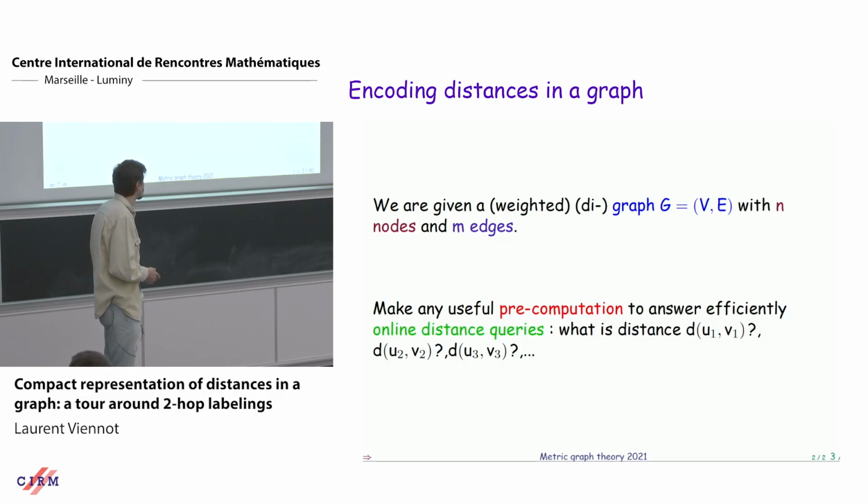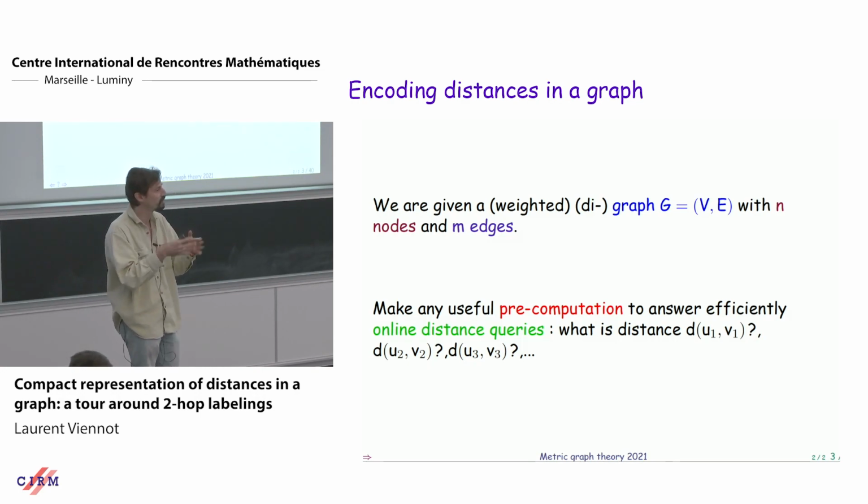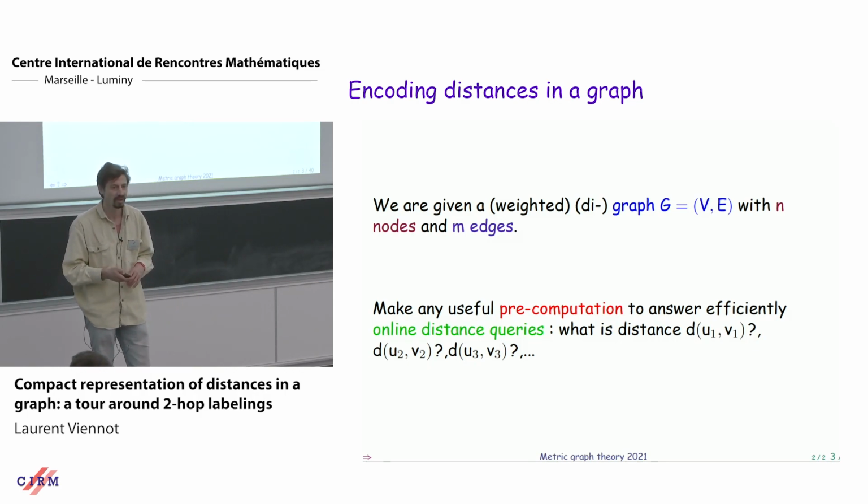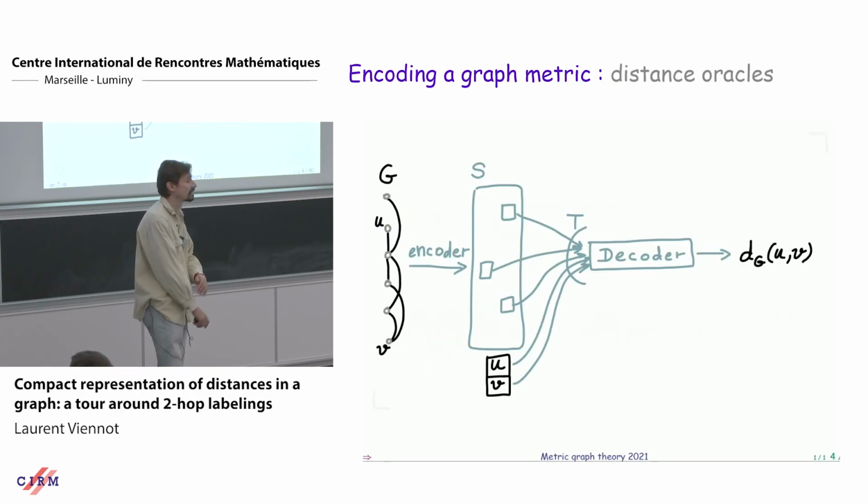Okay, and the problem is how to efficiently encode the distances of the graph. Imagine you are given the graph, you can make any computation you want, and then you have a series of queries that ask you what is the distance between U1 and V1, between U2 and V2, and you have to be very fast for the queries. For the pre-computation, you can take all the time you want, but for the queries, you have to be fast.